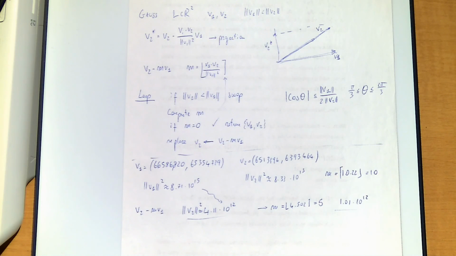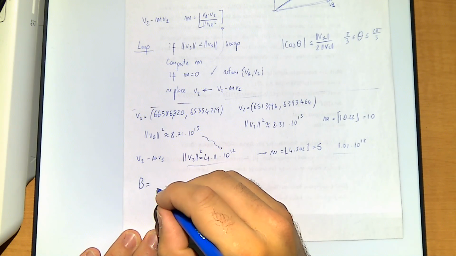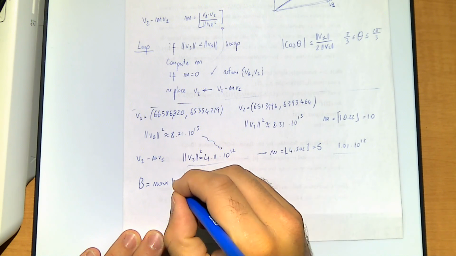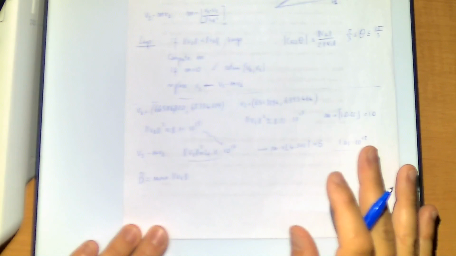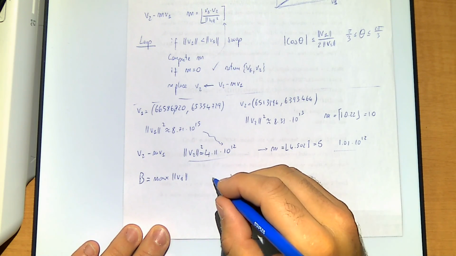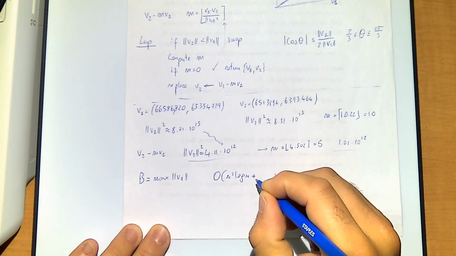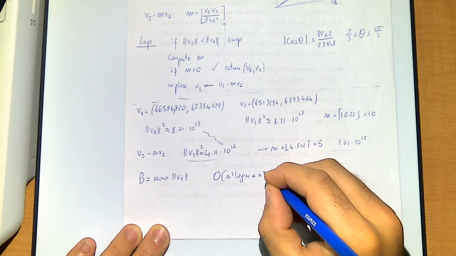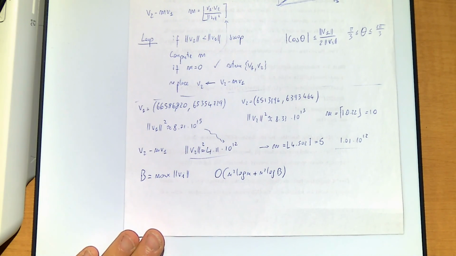And if we set B to be the maximum of the norm of the v_i that we started with, then the algorithm executes no more than O(n squared log n plus n squared log B) steps of the loop. And so this is actually a polynomial time algorithm.